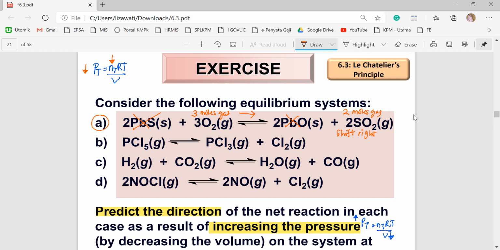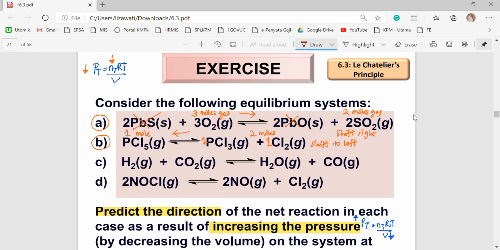Okay, as for B, look at question B here. For the reactant side, we have 1 mole. Product side, 1 plus 1 equals 2 moles. Therefore the system will shift to the left side. Okay, shift to the left.